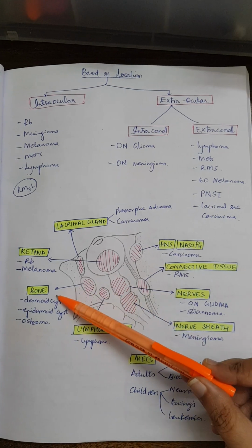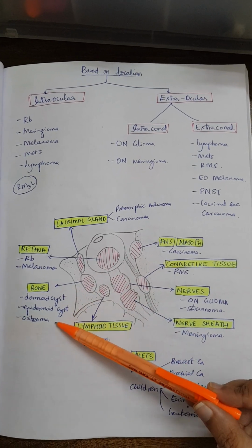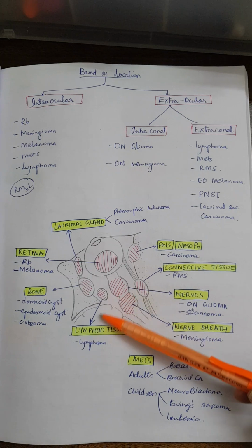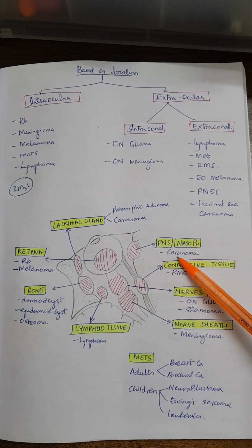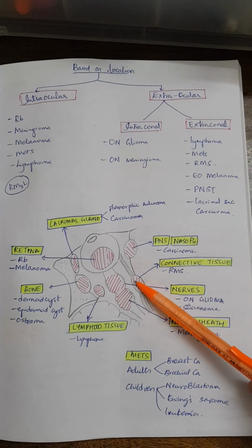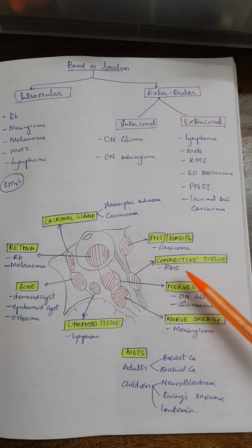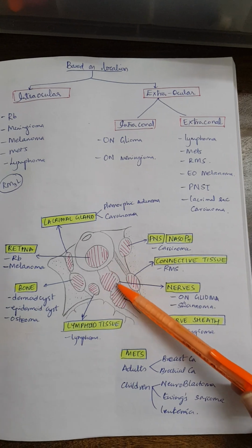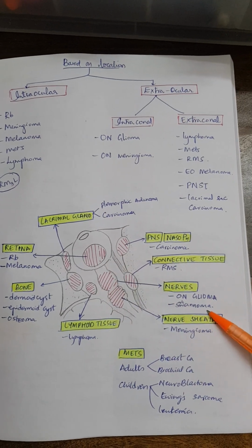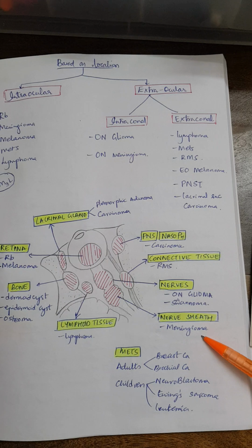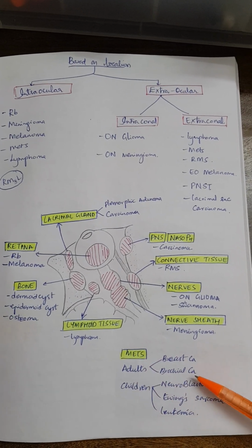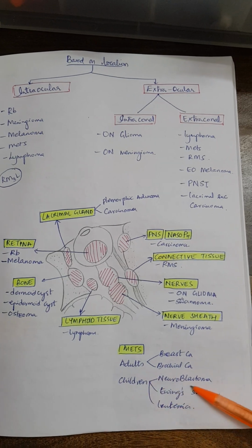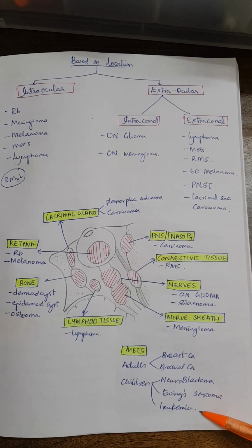From the bony it can be dermoid cyst, epidermoid cyst and osteomas. From the lymphoid tissue it can be lymphomas. From the paranasal sinuses and nasopharynx it can be carcinomas. From the connective tissue surrounding it can be rhabdomyosarcoma. From the nerves, that is the optic nerve glioma and schwannoma. From the nerve sheath it is meningioma. And mets from the adults, it can be from the breast, from the bronchial carcinoma. In children it can be neuroblastoma, Ewing sarcoma and leukemia.